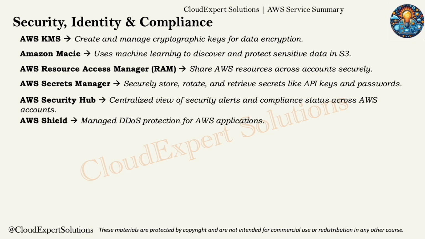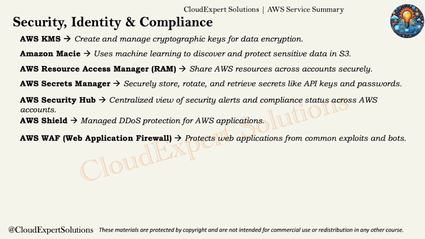Then we have AWS Shield. AWS Shield provides managed DDoS protection for AWS applications. You can use AWS Shield to protect against network and application layer attacks. And last but not least, AWS WAF or Web Application Firewall. AWS WAF protects web applications from common web exploits and bots. AWS WAF can be used to filter and monitor HTTP requests based on rules.